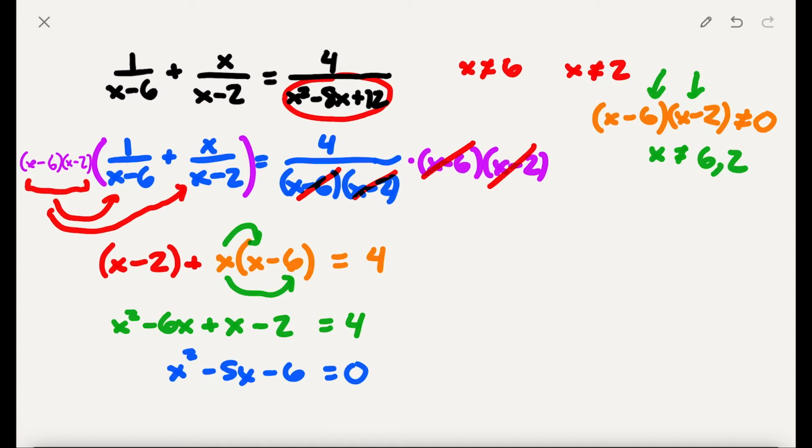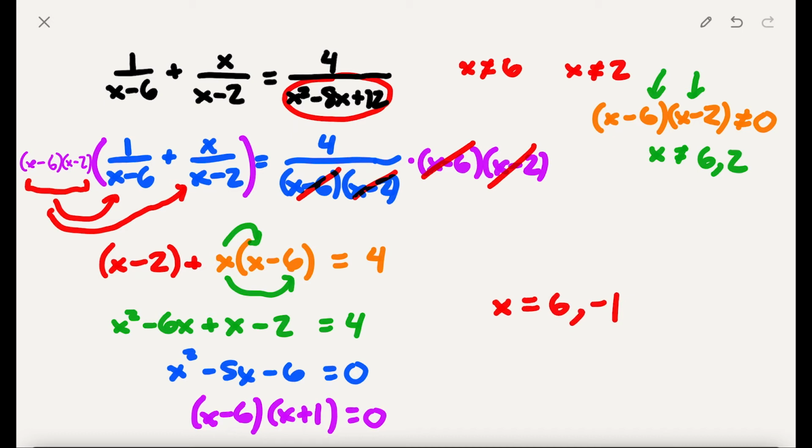From here I'm going to factor this, and you should get x minus 6 times x plus 1 is equal to 0. So when you solve this out, the two solutions you'll get are going to be x is equal to 6 and x is equal to negative 1.